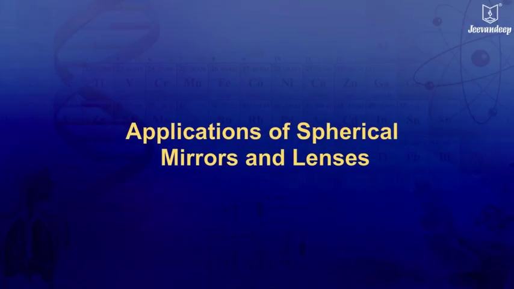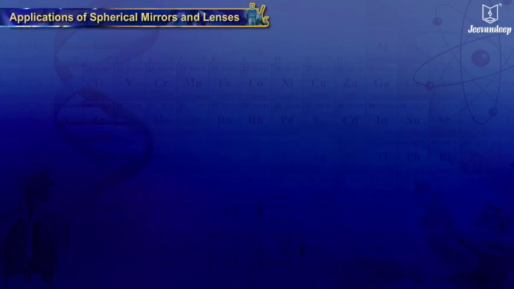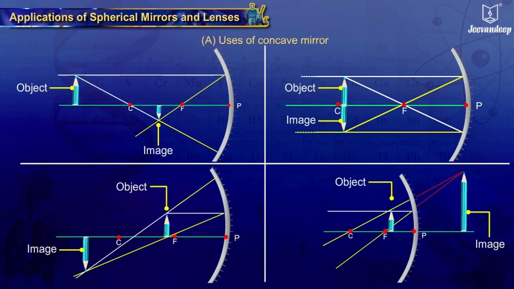Applications of spherical mirrors and lenses. A. Uses of concave mirror. A concave mirror has the capability of forming images that can be smaller or larger in size and virtual or erect, depending on the position of the object. Hence, there are many uses of concave mirror.